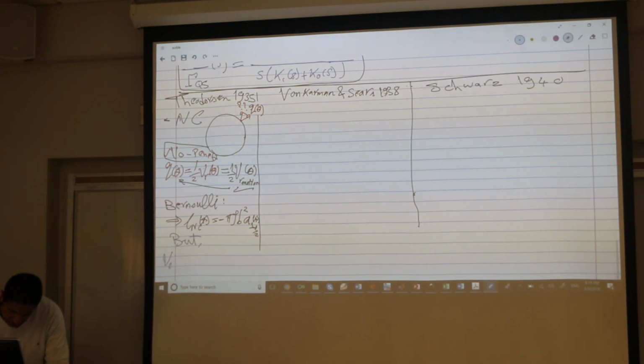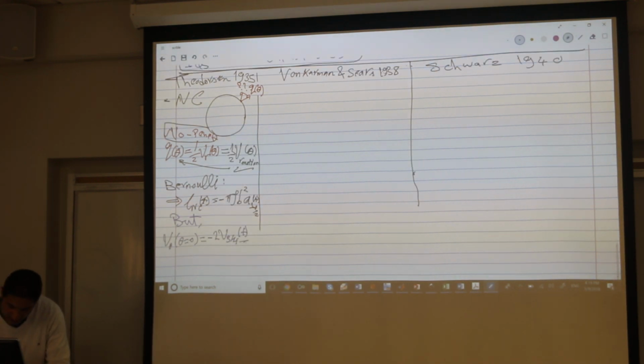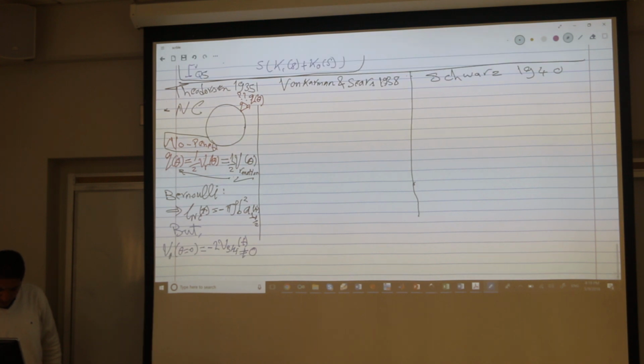Because the tangential velocity at theta equals 0 was not 0, was this guy. So it's not 0, it's finite. So he introduced the circulatory part to make up for that.